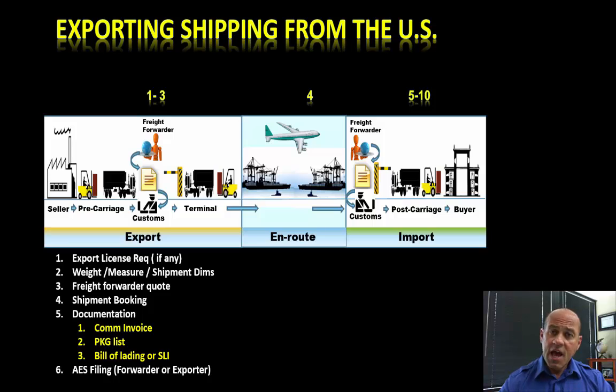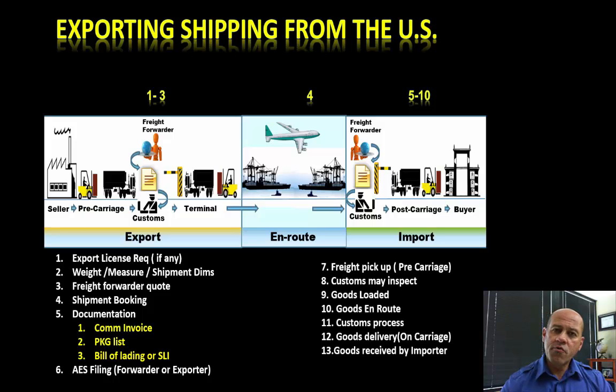AES filing. Out of the U.S., we do an export declaration, and it's electronically through the Automated Export System. So it's very important to coordinate with your freight forwarder and be aware of the requirements under the Automated Export System. Not complying with the system can not only result in penalties, but delay or non-shipment of your items. So it's a very important step.